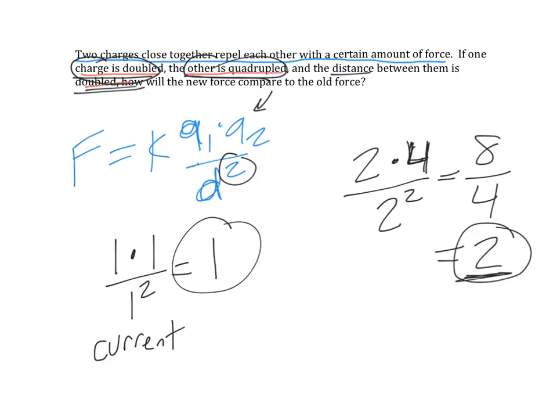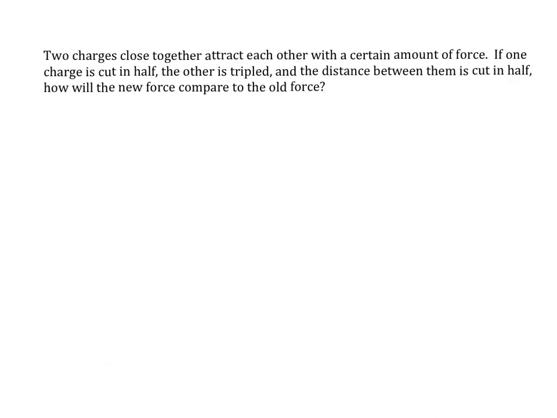And that's sort of the process. Let's do another one. So in this situation, I have two charges. They're attracting each other. By the way, it doesn't matter if they attract or repel. It's the same magnitude of force. But it says one charge is cut in half, the other is tripled, and the distance is cut in half. So again, the baseline is these are all 1. So 1 times 1 over 1 squared is 1.